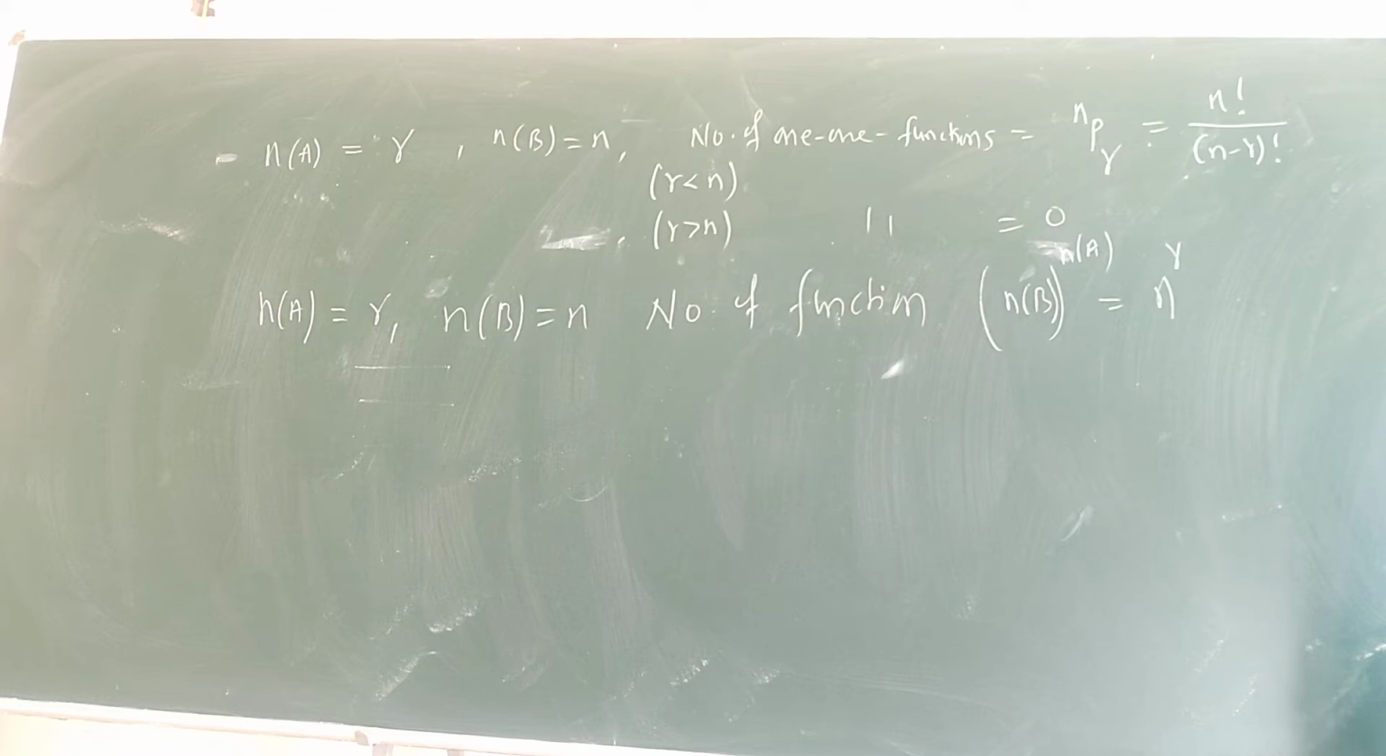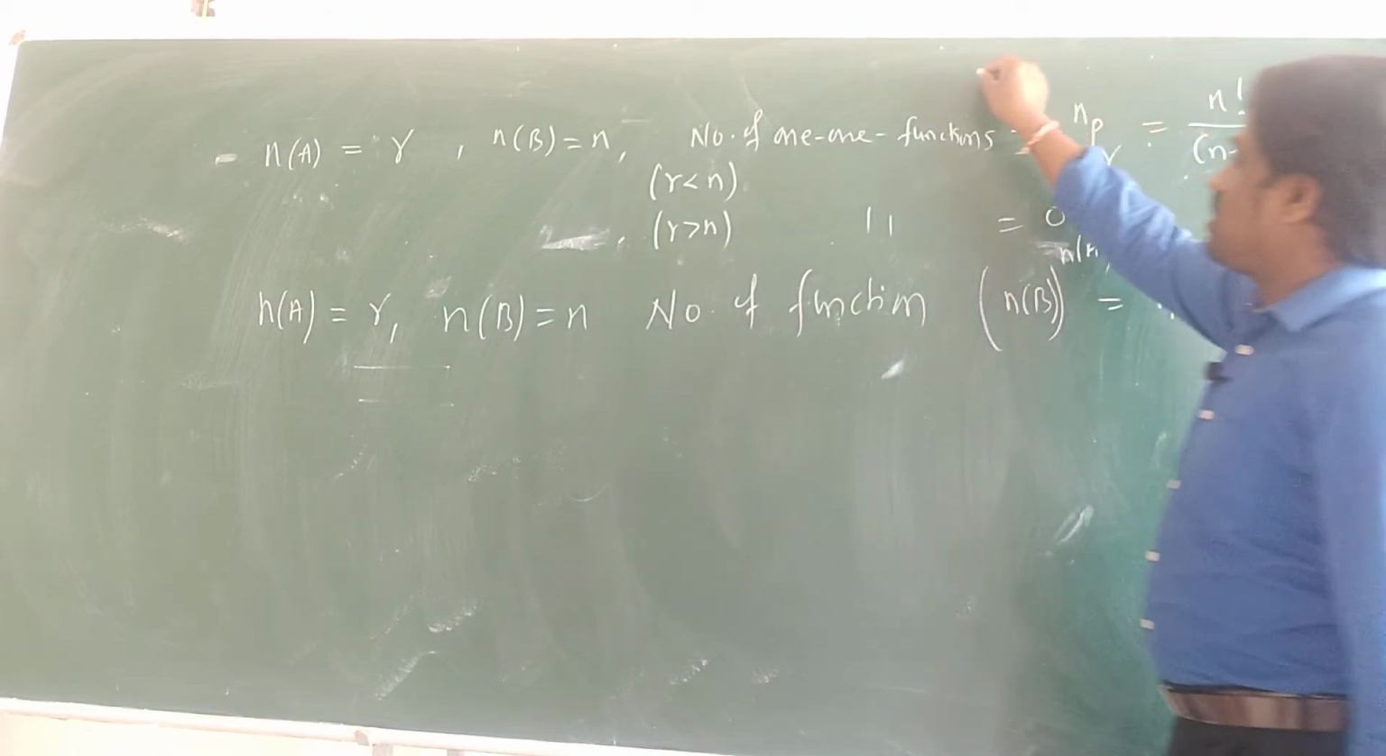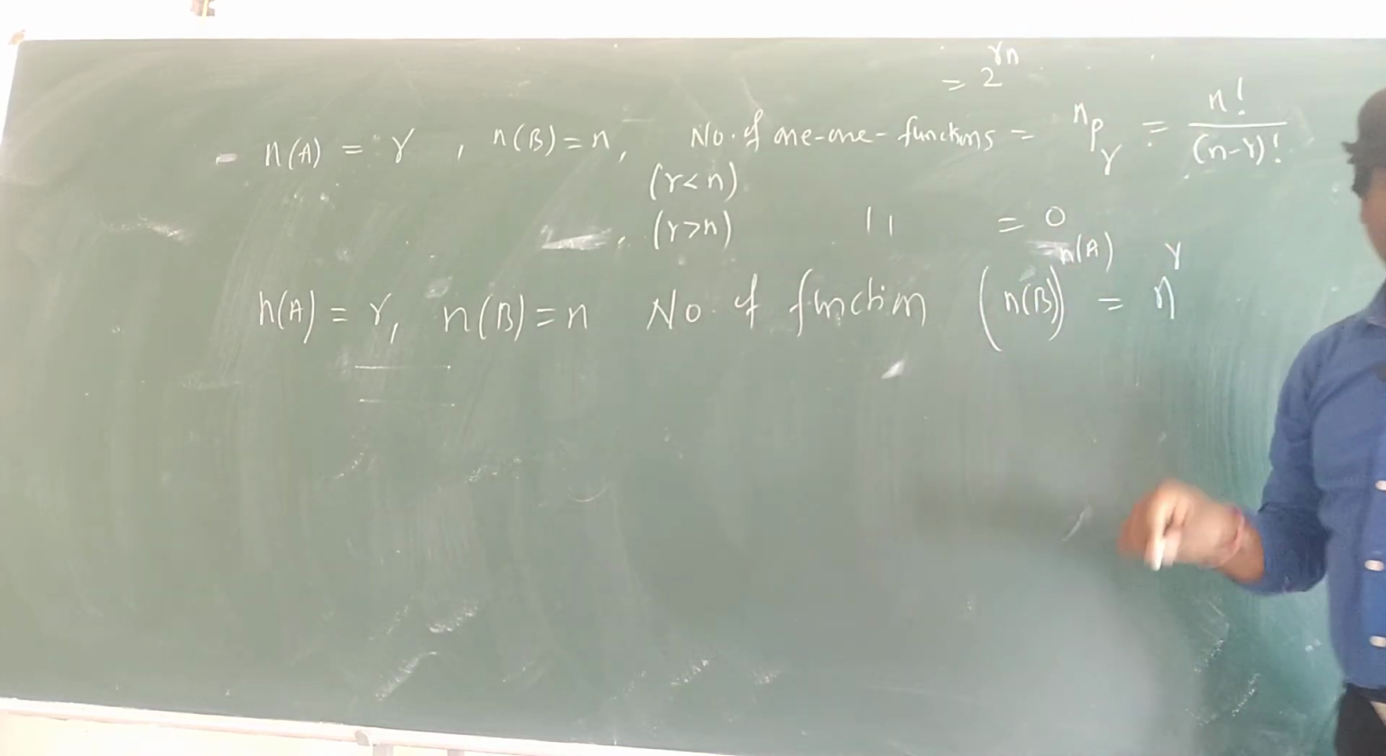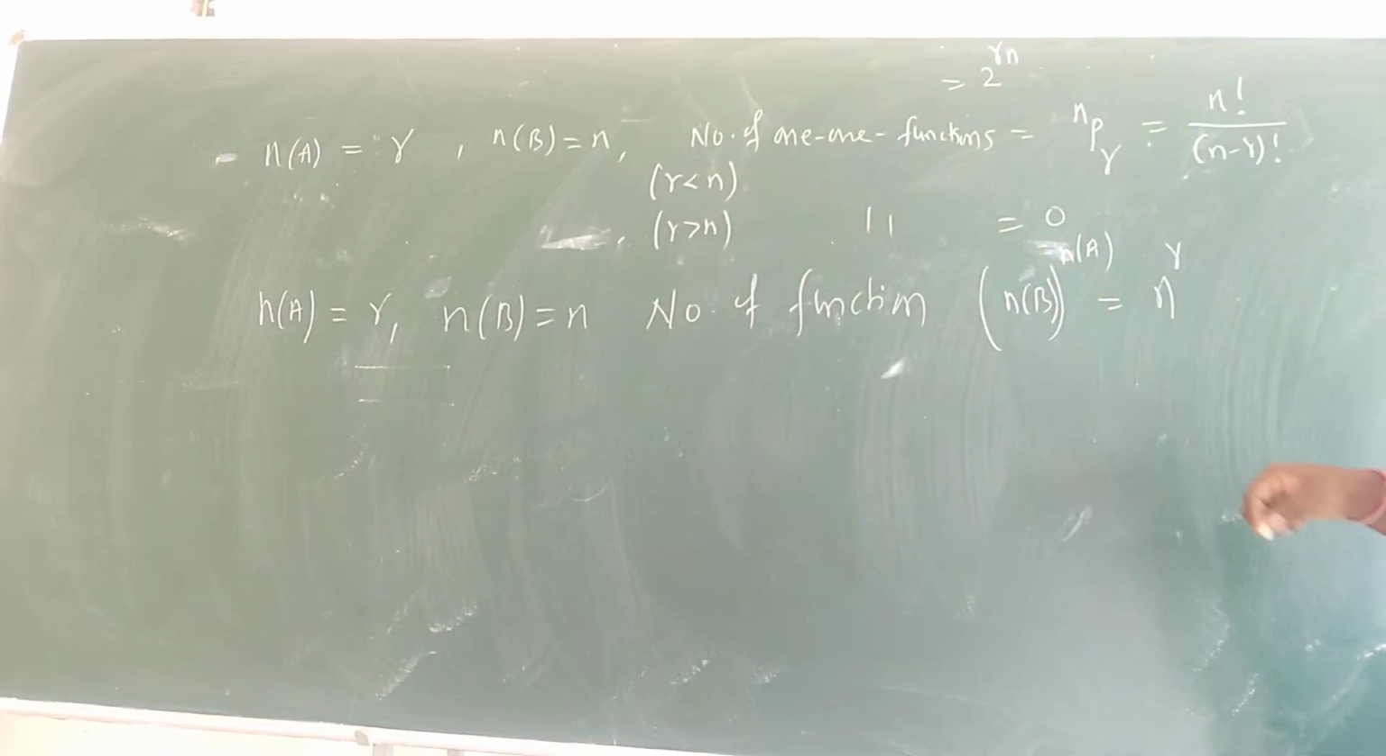Number of relations is 2 to the power of mn. I told you, here in this case the number of relations will be 2 to the power of R into N. Right? So likewise, the number of one-one functions is this, and the number of functions is this.